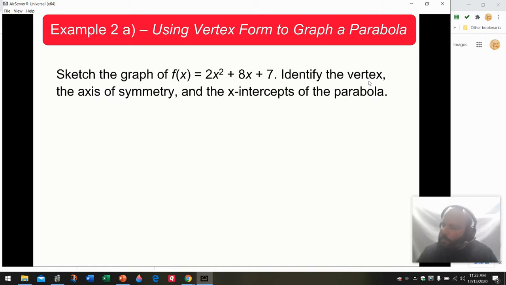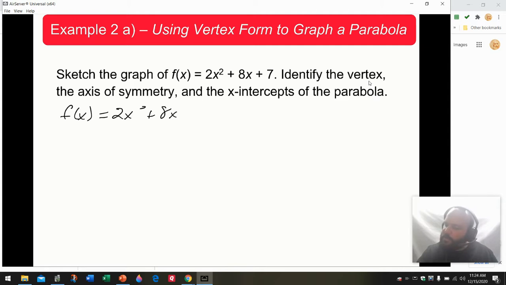So the way that we're going to do this is we are going to take this equation that you see right here. And it's in standard form, or as your book calls it, general form, and we're going to move it into vertex form. The way that we do that is we actually have to complete the square.